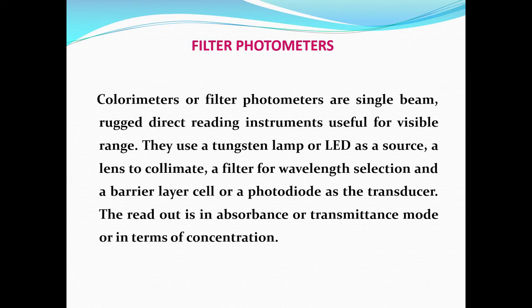It is fitted with either a barrier layer cell or a photodiode cell as a transducer. You will not find photomultiplier tubes in filter photometers. They are also known as colorimeters. The wavelength range would be approximately plus or minus 5 nanometers in such instruments. The readout is either in absorbance or transmittance mode, or in terms of concentration in recent equipment.